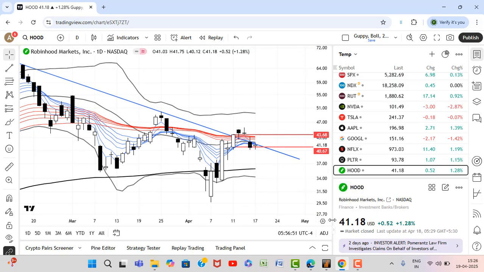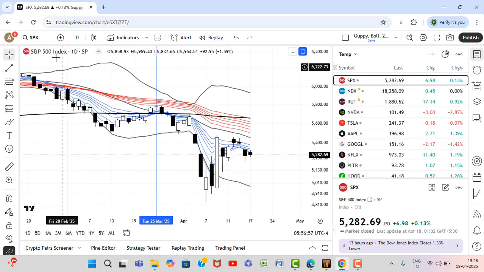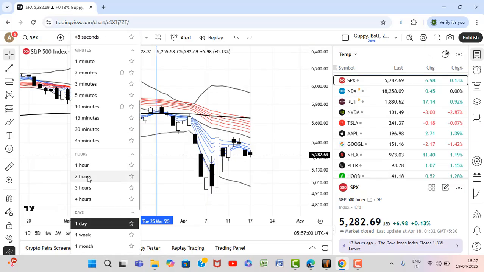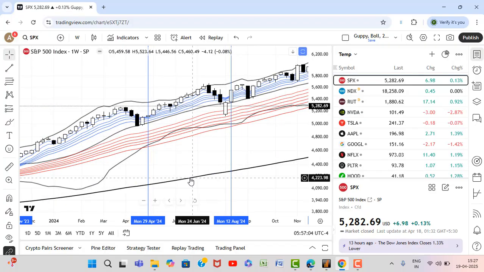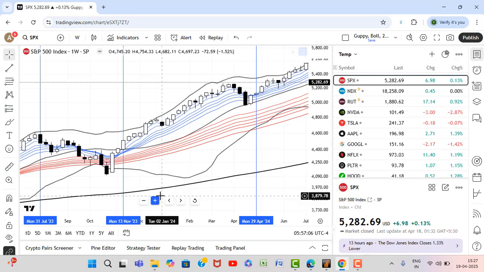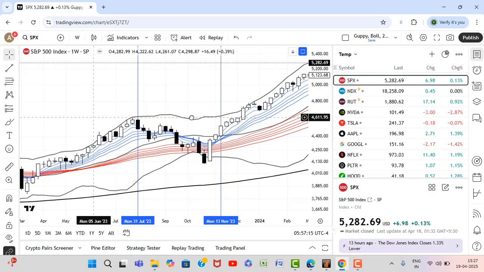Anyway, let's get to trend line examples. So we'll go to SPIX weeklies. Jan 22 to Jan 30.